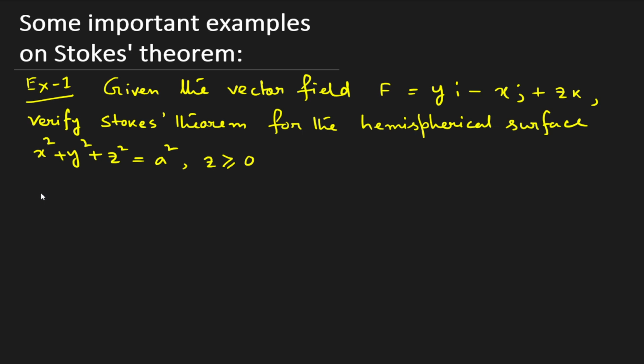So hemispherical surface means it's not the whole sphere. We have to take the hemisphere. Hemisphere means, suppose we are talking about this part. Okay, this half of the sphere. So the limit will be a little bit different, but other things are all the same.